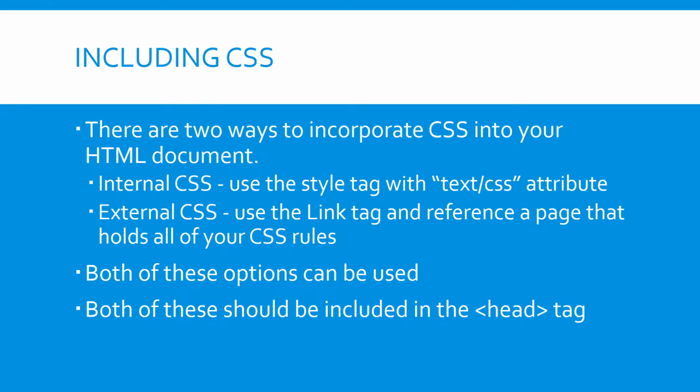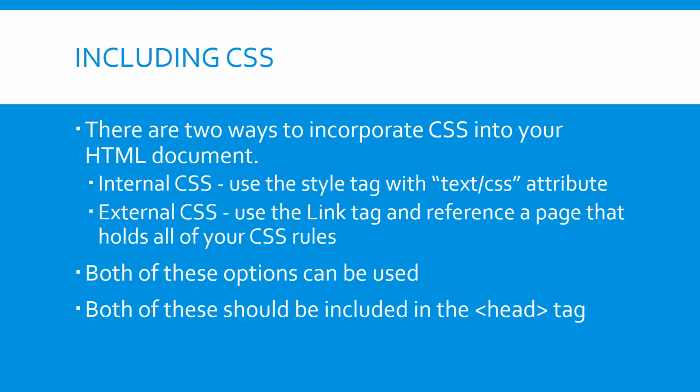Okay, so now we have kind of an idea of what the CSS is going to look like. How do we include it into the HTML? So there's two real ways to do this. You can do what's called an internal CSS, which just uses the style tag and then the text CSS attribute, or you can use an external CSS, which is the preferred way to do it. And we'll talk about the reasons to do that in the next few slides.